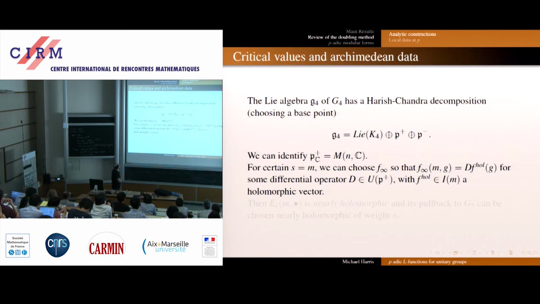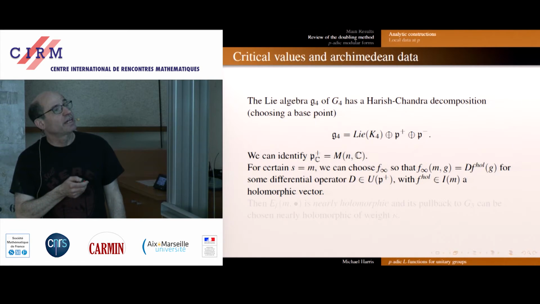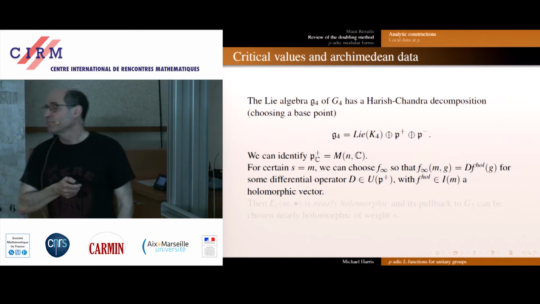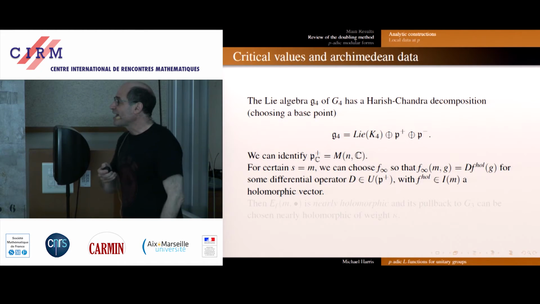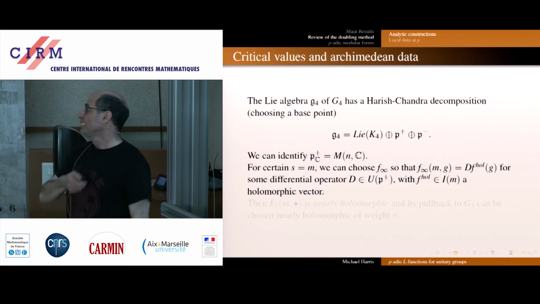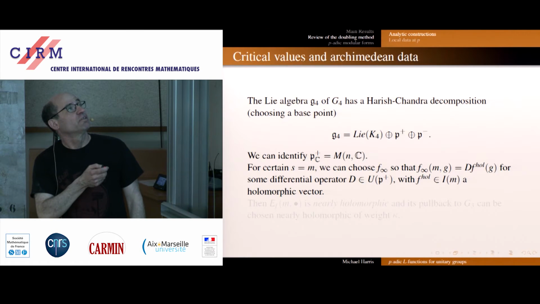Okay, for certain S, which is now called M, but which should be S0 in the previous notation, we can choose F infinity so that the specialization is equal to a specific differential operator in U(P plus) times the holomorphic vector in this induced representation. Let's think about this for a moment. I of M is an induced representation. It's some representation of the enveloping algebra of this Lie algebra.